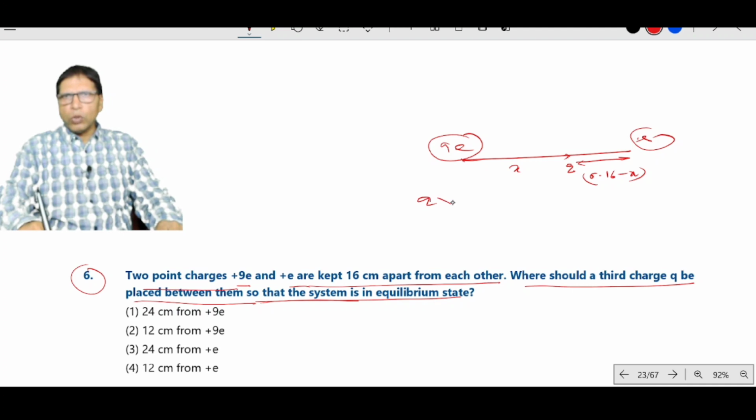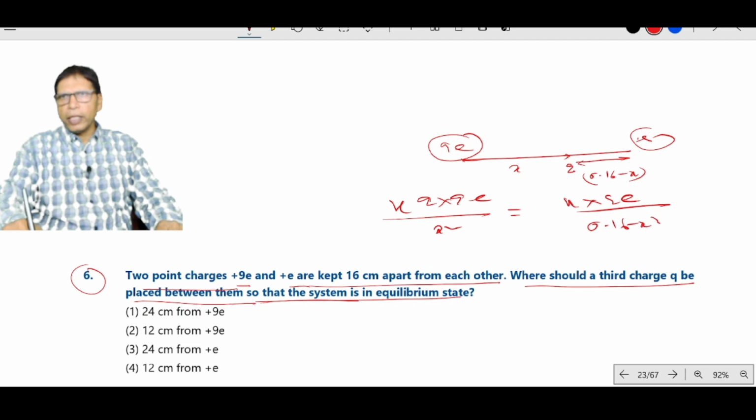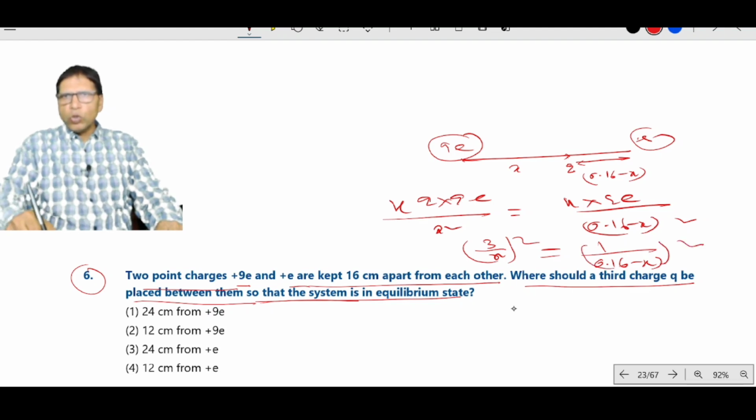So look at this: Q into 9E into K divided by x square equals K into Q into E divided by (0.16 minus x) whole square. So this is 3 by x the whole square equal to 1 by (0.16 minus x) whole square. Okay. So this is 3 by x equal to 1 by (0.16 minus x).